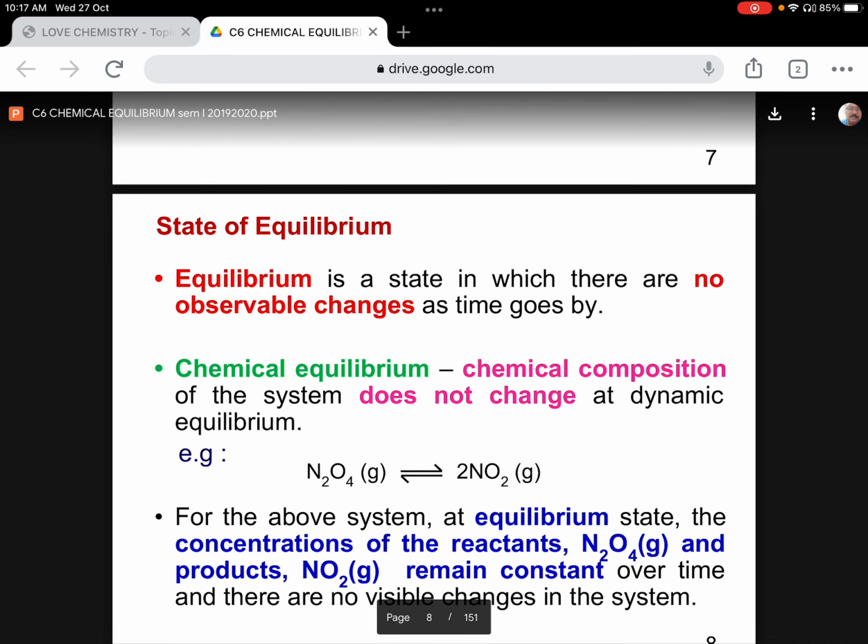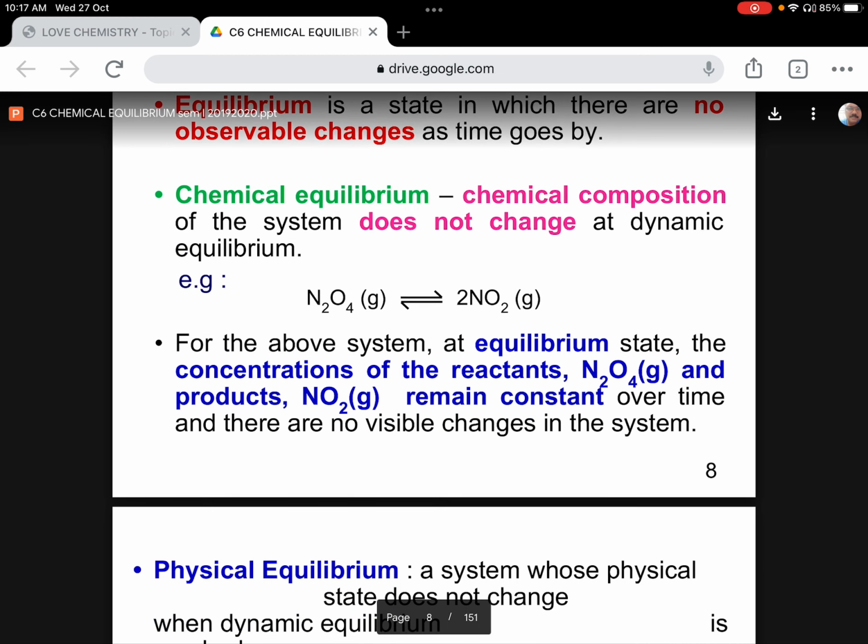State of equilibrium. Equilibrium is a state in which there are no observable changes as time goes by. Chemical equilibrium. Under chemical equilibrium, chemical composition of the system does not change at dynamic equilibrium. For example, N2O4 in equilibrium with 2NO2. For the above system, at equilibrium state, the concentration of the reactants N2O4 and products NO2 remain constant over time, and there is no visible changes in the system. This is referring to chemical equilibrium.